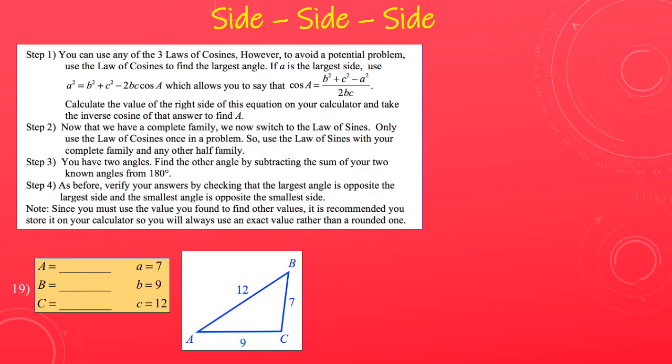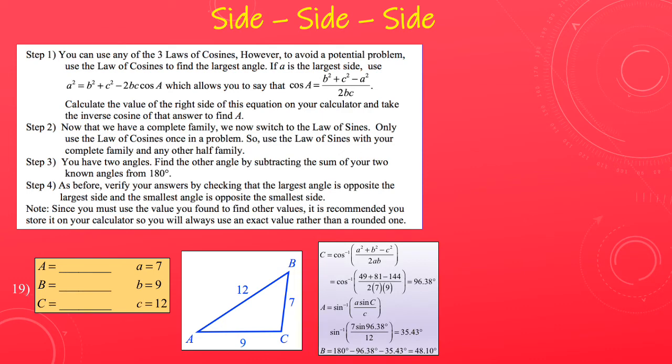In number 19, we're given that a equals 7, b equals 9, and c is equal to 12. As before, it is not necessary to draw the picture, but it helps to give you a sense of what you're finding. The triangle exists because the sum of any two sides is greater than the third. Since c is the greatest side, we will use the c law with our law of cosines, and C is equal to the inverse cosine of a squared plus b squared minus c squared all over 2ab.